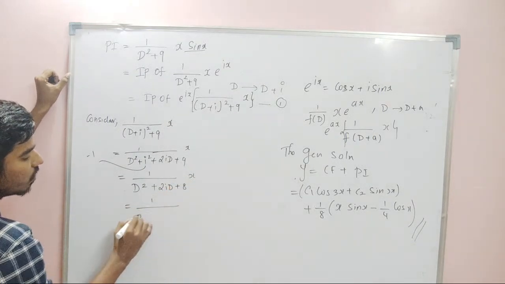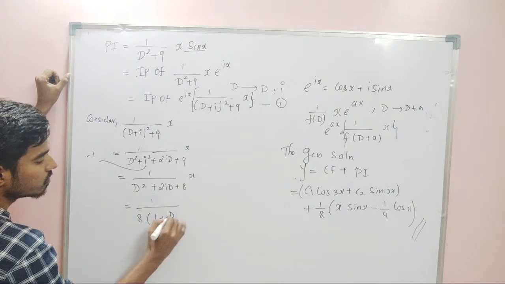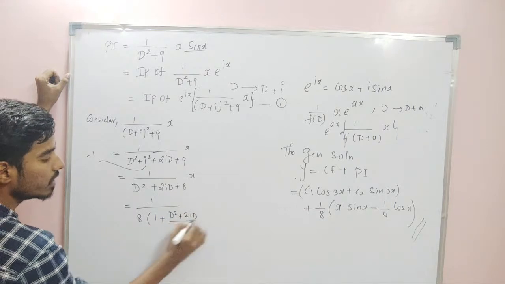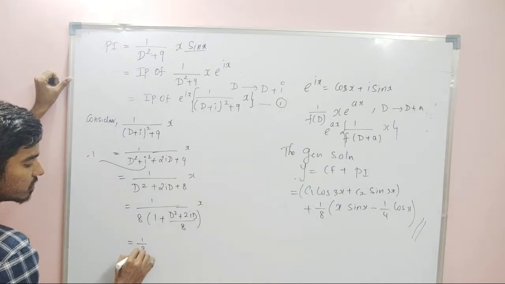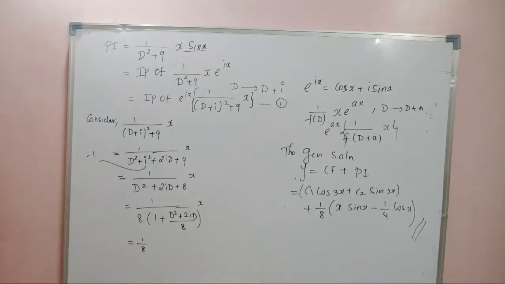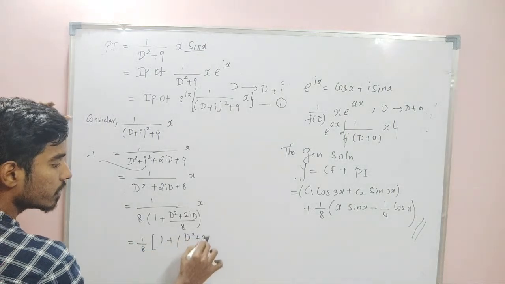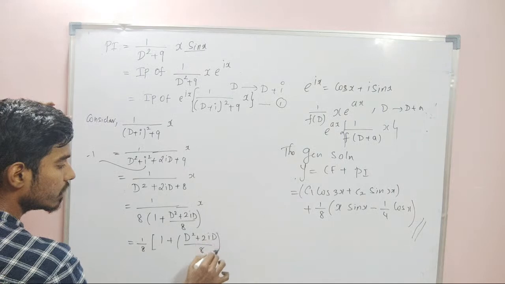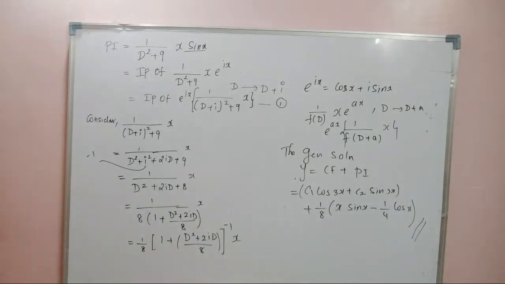So let's recall how we solve this problem. I'm taking 8 common. This will be 1 plus (D square plus 2iD) divided by 8, into x, right? So I can write this as 1 by 8, 1 plus (D square plus 2iD) divided by 8, whole power minus 1, into x. So I'm just using the type 2 integral now, right? Type 2 integral.